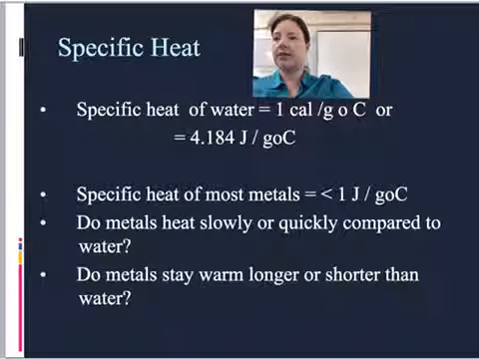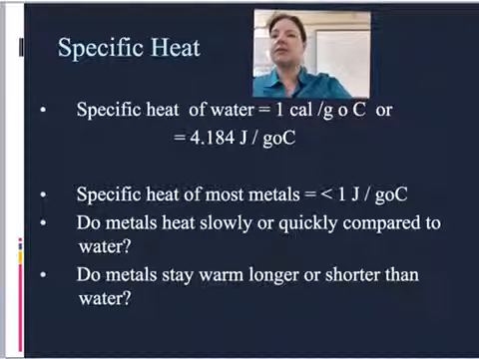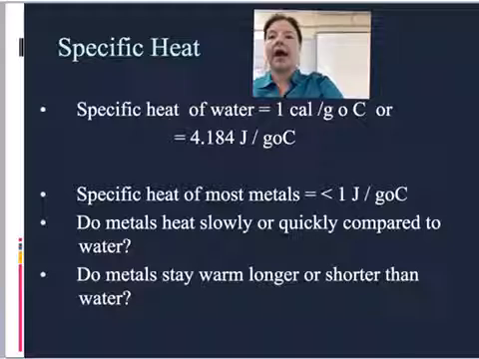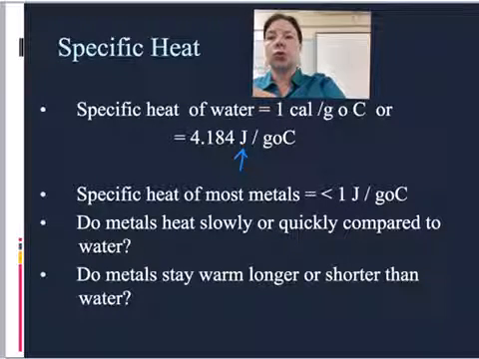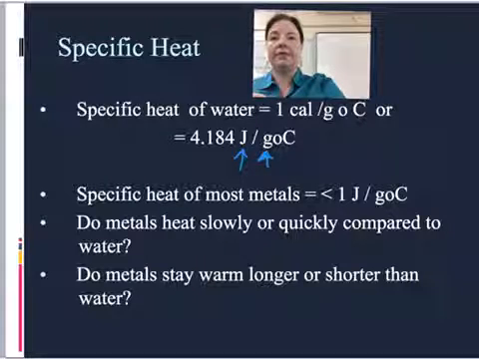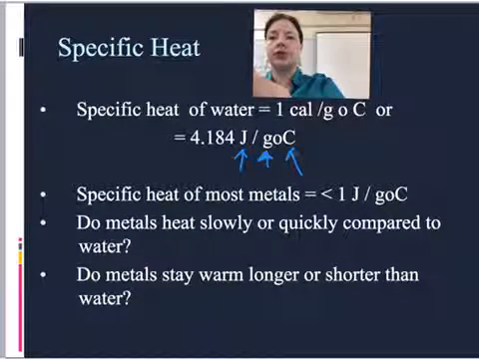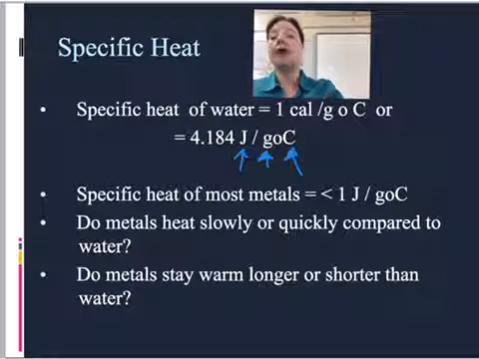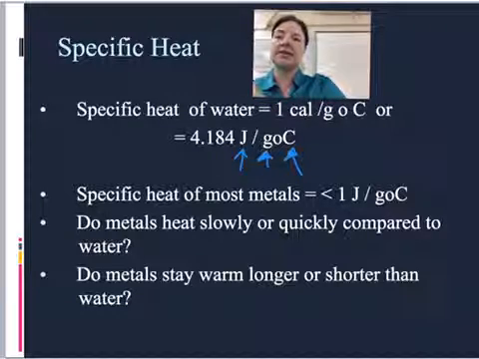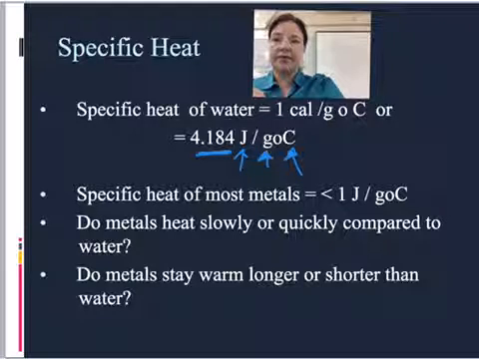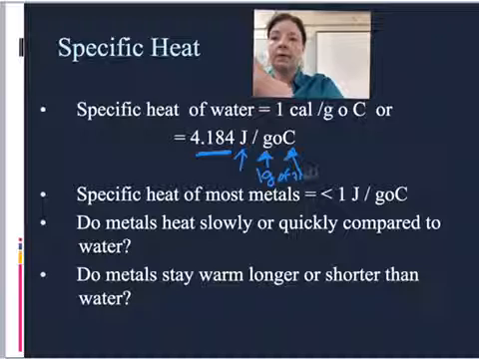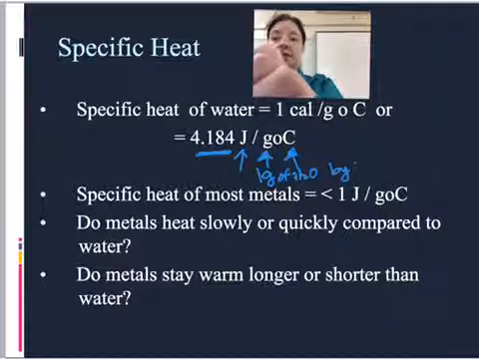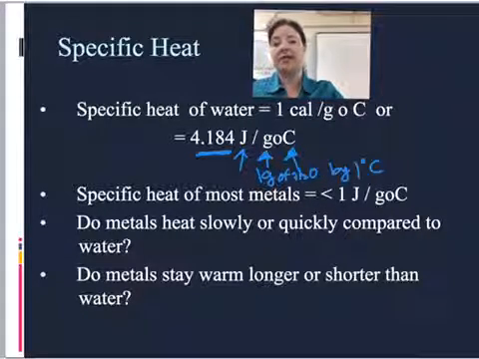Now, we've already talked a little bit about specific heat, and specific heat is, again, how much energy we need in joules to change 1 gram of the material by 1 degree Celsius. So water has a very high specific heat. You can see 4.184, it takes that many joules of energy to change 1 gram of water by 1 degree Celsius. It's a very high specific heat.